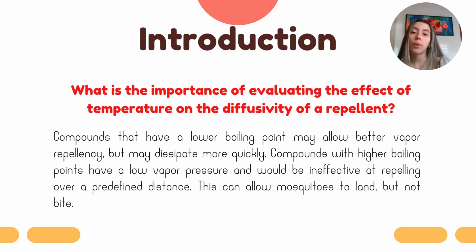It is important to carry out this study since personal protection against mosquitoes through the application of repellents has become a useful practice that can reduce or prevent the transmission of insect-borne disease by analyzing the efficiency. In this way, compounds that have lower boiling points may allow better vapor repellency but may dissipate more quickly. Compounds with higher boiling points have a low pressure and will be ineffective at repelling over a predefined distance. This can allow mosquitoes to land but not to bite.